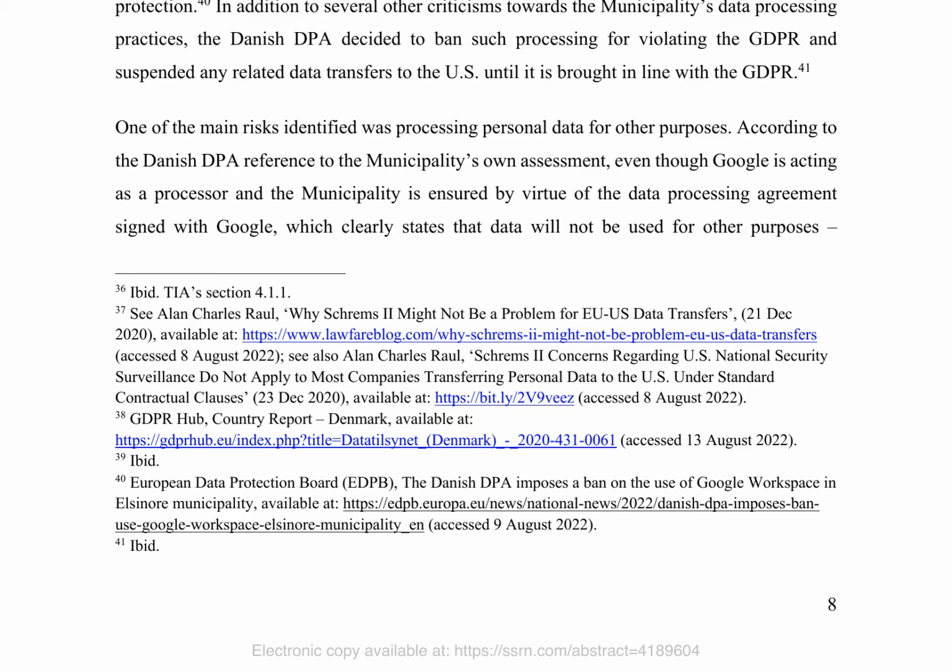The Danish DPA's concerns highlight the importance of ensuring data protection and security measures are in place when transferring personal data to third countries, particularly the US. The agency's ban underscores the need for compliance with GDPR requirements to ensure the privacy and security of personal data.